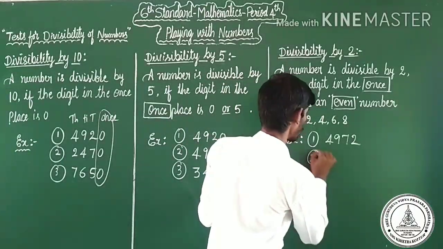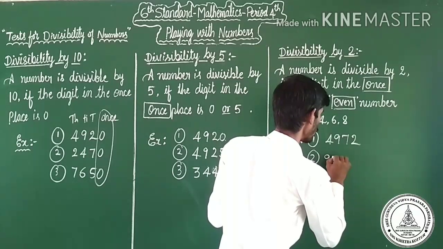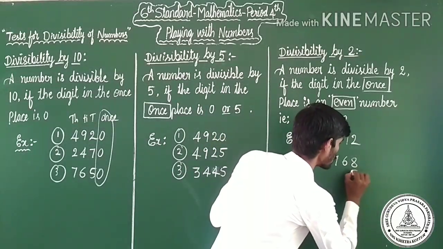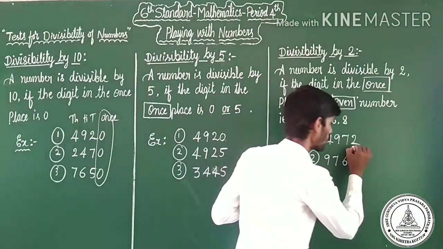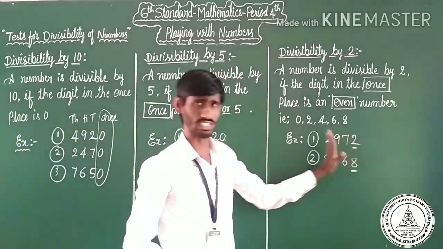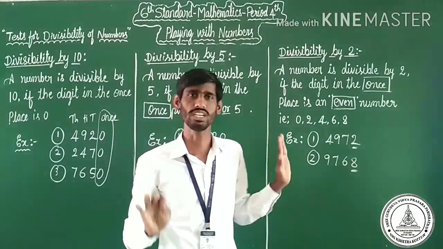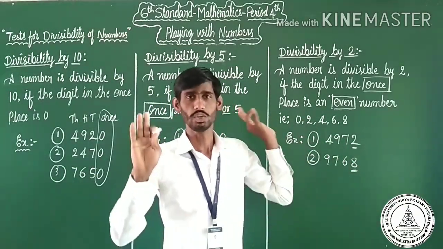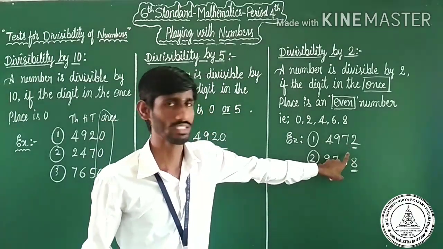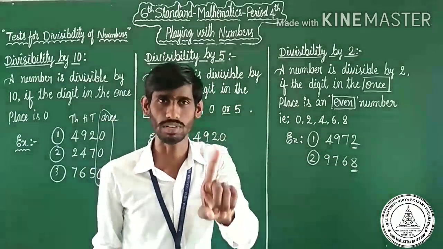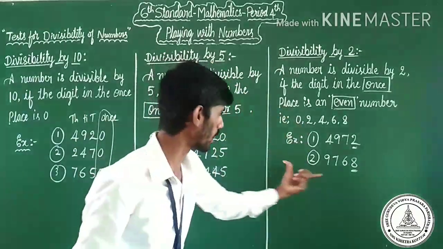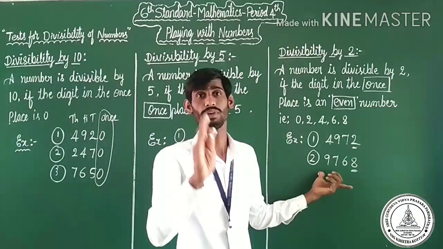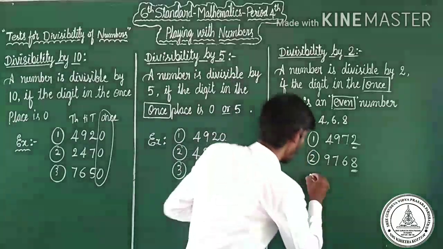Next, the second example, 9768. The ones place here is 8. For other numbers, the ones place may be 0 or 2. You need not worry about the rest of the places, tens, 100s, 1000s, 10,000s. You must think only about the ones place. If the ones place is occupied by an even number, you may decide that the whole number is divisible by 2. It means you will get a remainder 0.